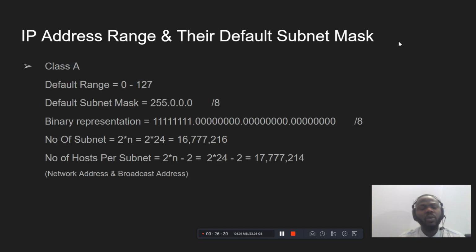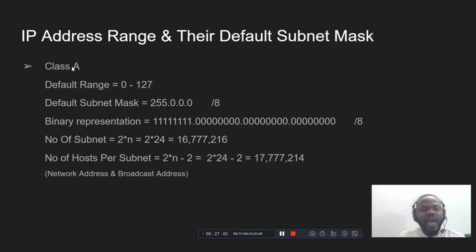Let's move back. Now I want to show you IP address ranges and their default subnet masks. IP addresses are divided into 3 classes. We have class A, class B, and class C. And the one we are going to be dealing with today, if time permits us to get there, is just going to be class C. But because we want to deal with class C, I need to show you a brief introduction to class A and B, because we are going to do class A and B later.